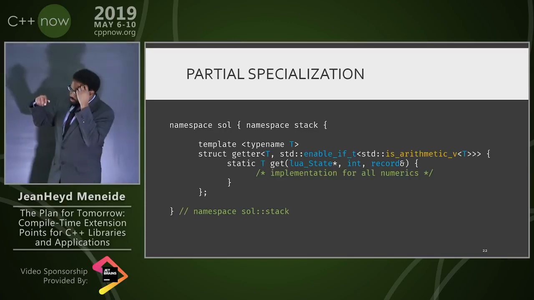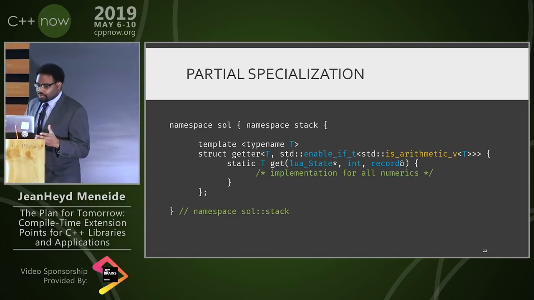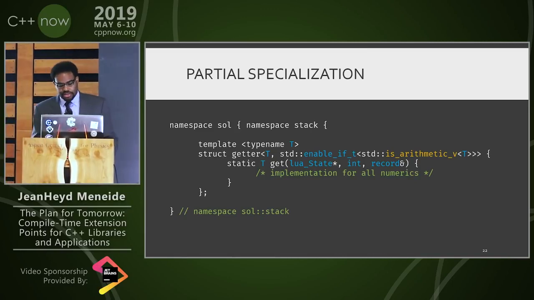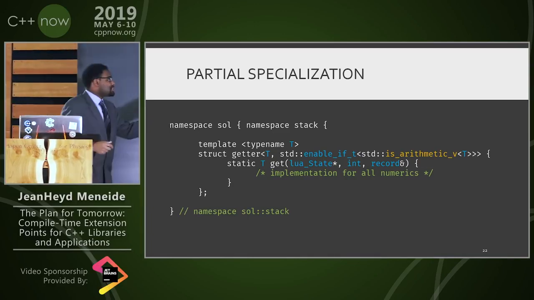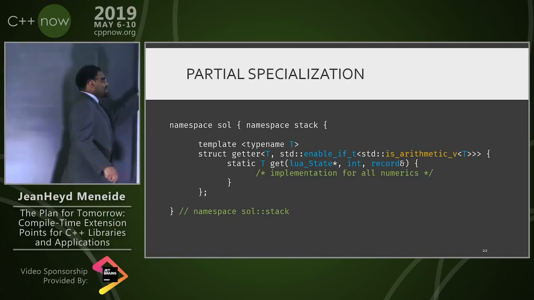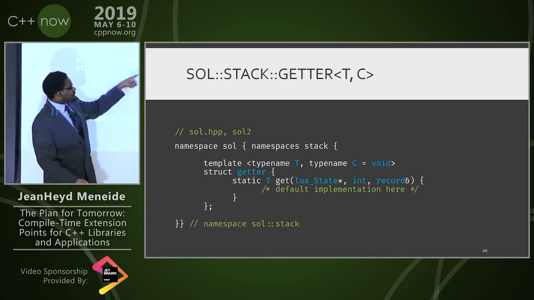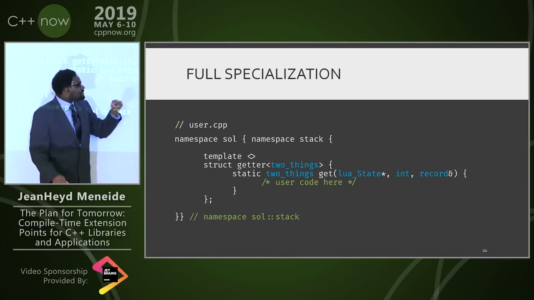Then let's say we get something a little bit more exciting, where we decide that we're going to have an implementation for all the numerics. Lua itself stores all numbers as doubles, so I should just static cast to a double and stuff it in Lua, and I can do that for all arithmetic types. And that's what the implementation looks like. This is where the typename C from here kicks in.